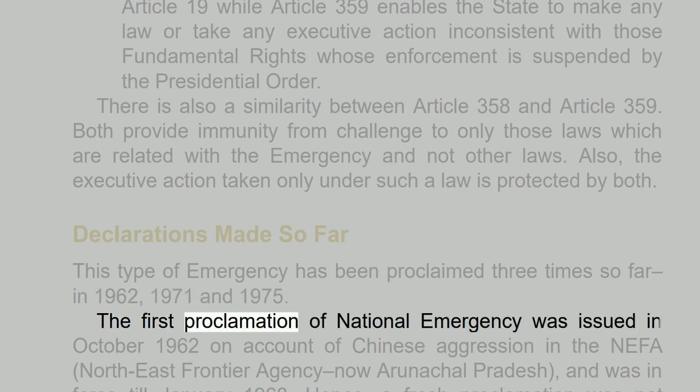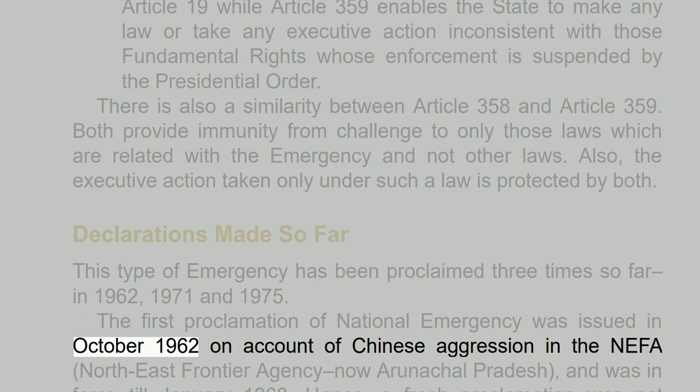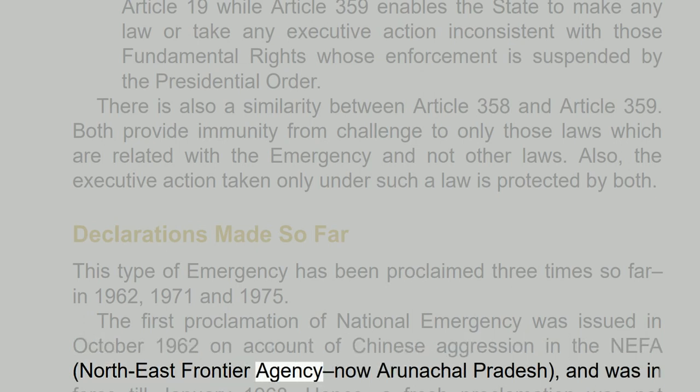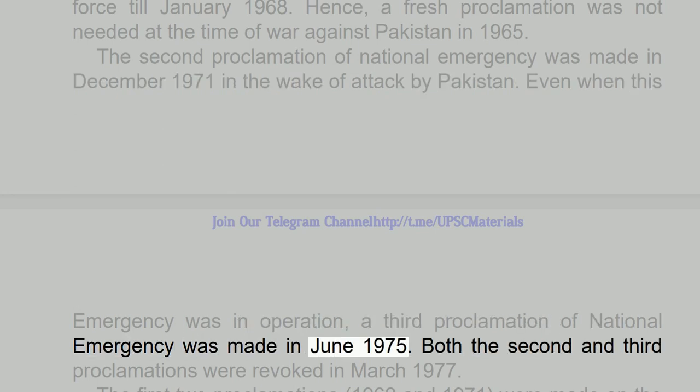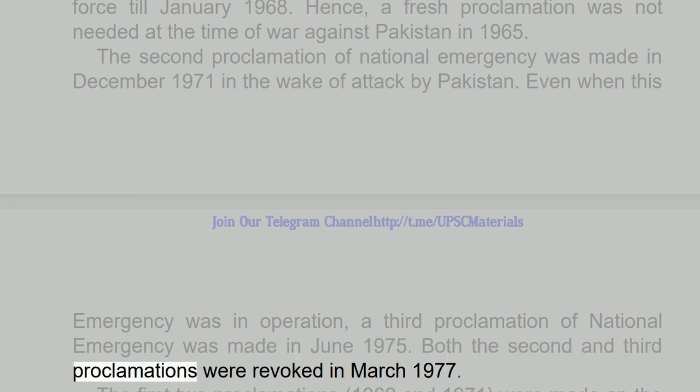The first proclamation of national emergency was issued in October 1962 on account of Chinese aggression in the NEFA, Northeast Frontier Agency, now Arunachal Pradesh, and was enforced till January 1968. Hence, a fresh proclamation was not needed at the time of war against Pakistan in 1965. The second proclamation of national emergency was made in December 1971 in the wake of attack by Pakistan. Even when this emergency was in operation, a third proclamation of national emergency was made in June 1975. Both the second and third proclamations were revoked in March 1977.